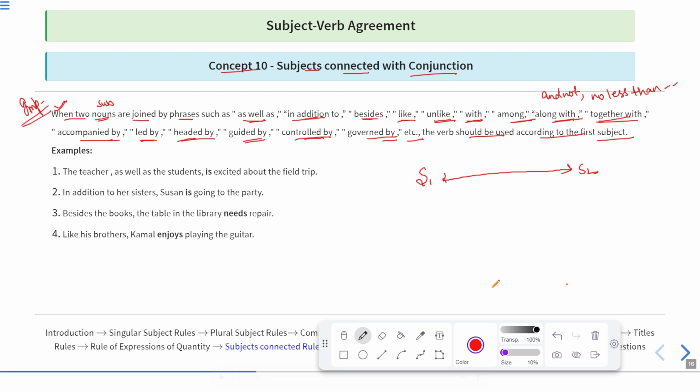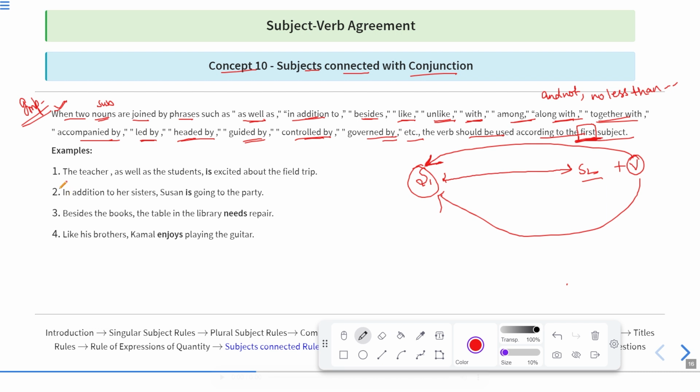So if I join two subjects with any of these conjunctions, the verb should always agree with the first subject. Now, strictly with the first subject. The verb should be used according to the first subject. This is very, very important. The verb should be used according to the first subject. It is totally irrelevant whether subject two is plural or singular. The thing that matters is the first subject, whether it is singular or plural, because the verb should always be used according to the first subject.